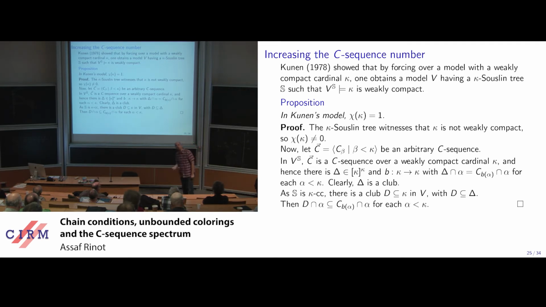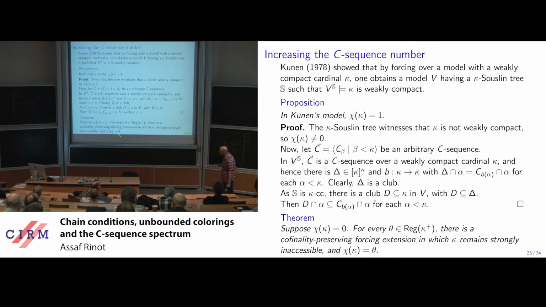So now we have a model where Xi of kappa is 1. Can we have a model where Xi of kappa is omega? Can we have a model where Xi of kappa is omega_1? So the answer is yes. If you start with any model with Xi of kappa equals 0, namely a weakly compact, there is a cofinality preserving forcing extension, where you start with any prescribed value theta in which Xi of kappa would be. You would be exactly theta far from being weakly compact.